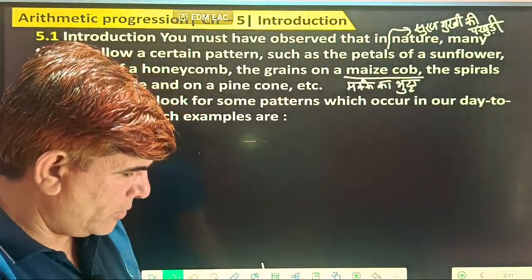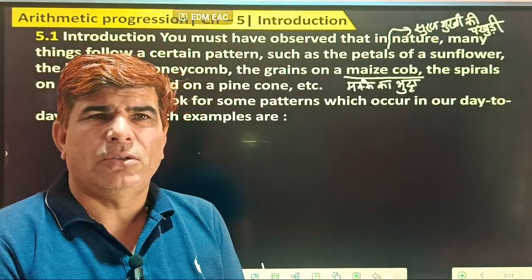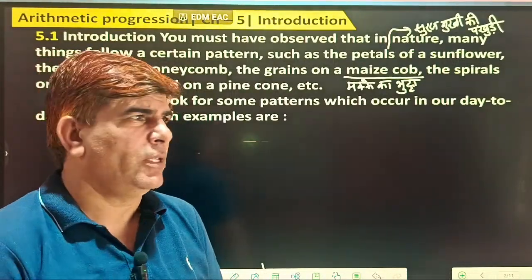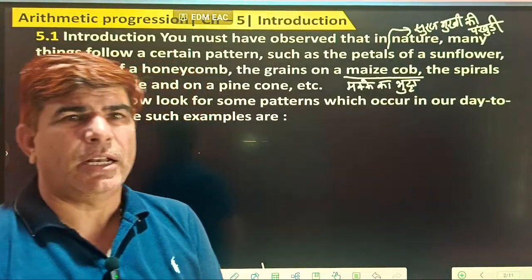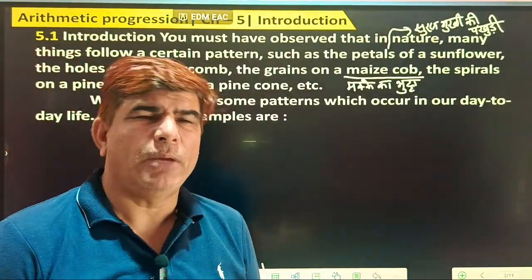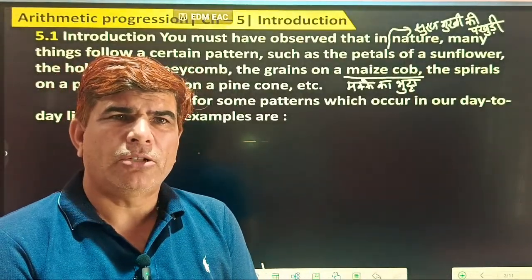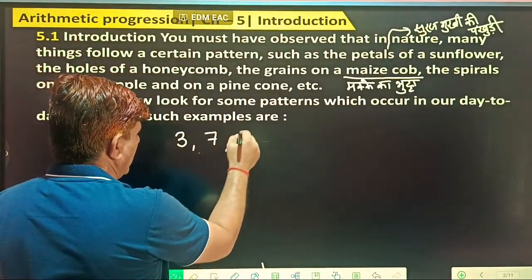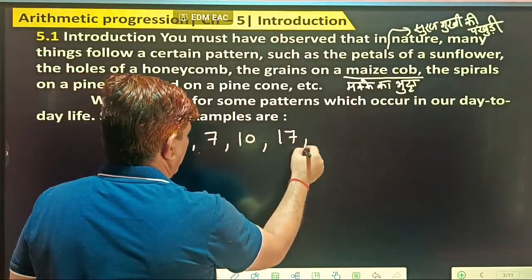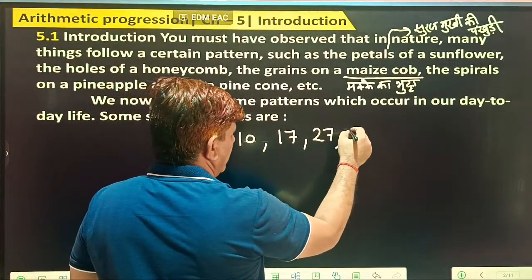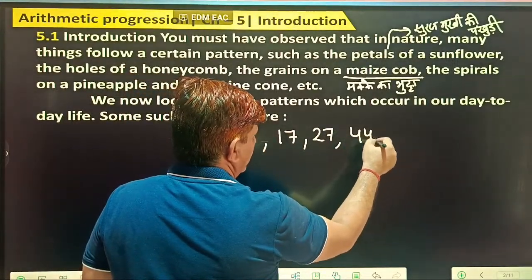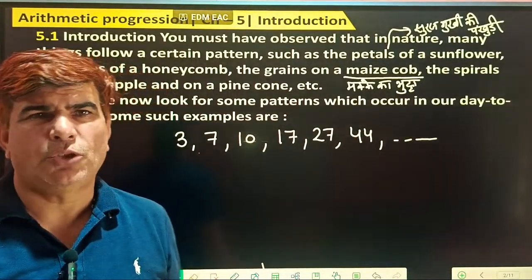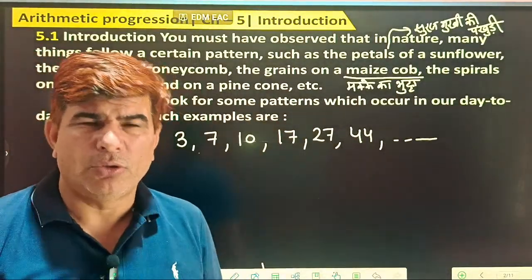So beta, before starting this chapter, we must know what is a sequence. A sequence is an arrangement of things which follow a particular rule. Like in this example, I have taken 3, then I have written 7, then 10, then 17, then 27, then 44. Next, what's coming? Easily you can examine. So it's following a pattern, it's following a rule. So this is a sequence.